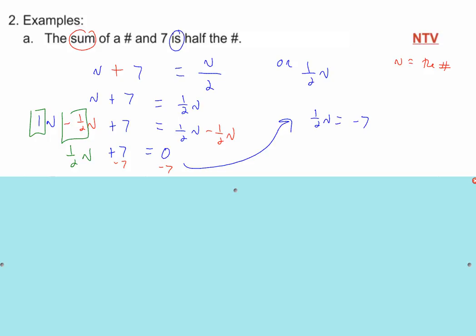Okay, so how do I finally isolate the variable? Somebody tell me what to do next to finish this off. Ashley? So what do you want to multiply by? I agree. Multiply the left by 2/1. Multiply the right by 2/1. I'll just put a denominator there to make things clear.